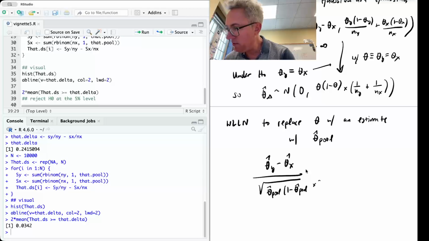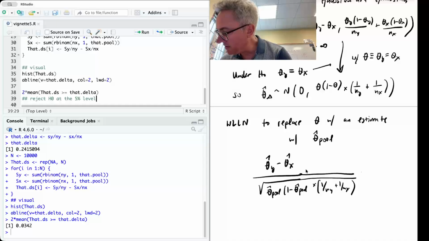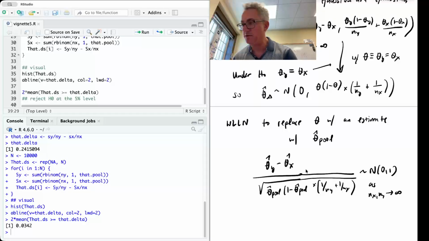times 1 over ny plus 1 over nx. All of this is in the square root. And that will have a standard normal distribution, again, as nx and ny go to infinity. So it's an asymptotic result. Okay, so now we can go back over to R and do it the math way.